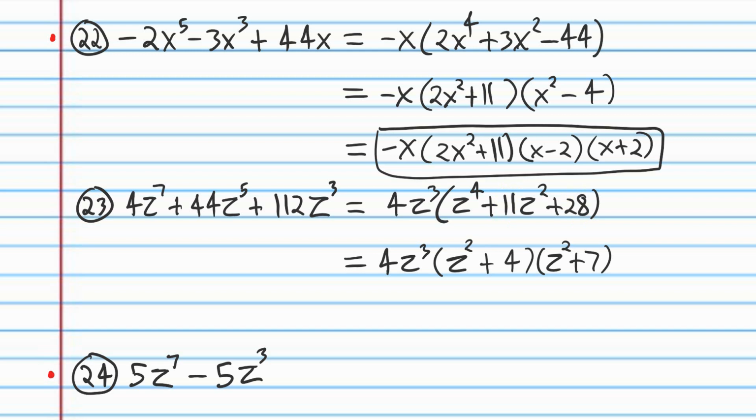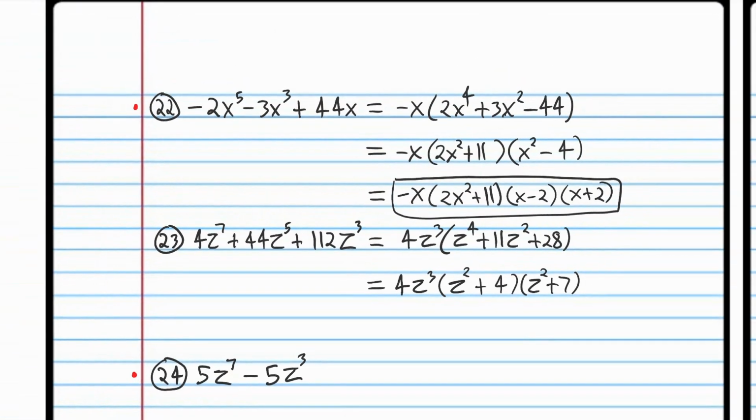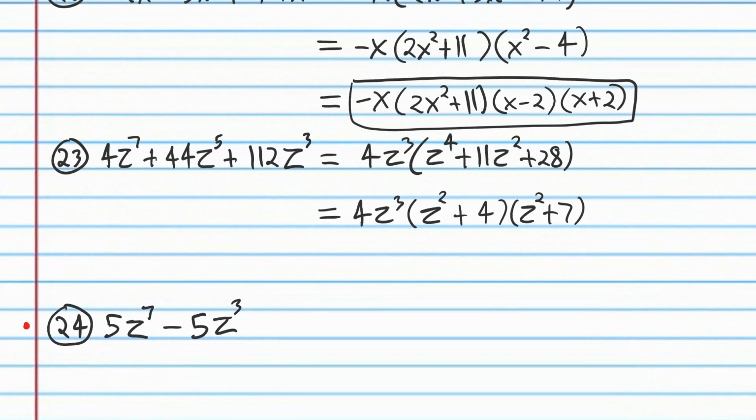Now, in the previous problem, we factored x squared minus 4. Now we have z squared plus 4, but z squared plus 4 cannot be factored because it's not the difference. It's a sum, it's not the difference of two squares. So only a difference of two squares can be factored, not a sum of two squares. So if you got that answer, good job.